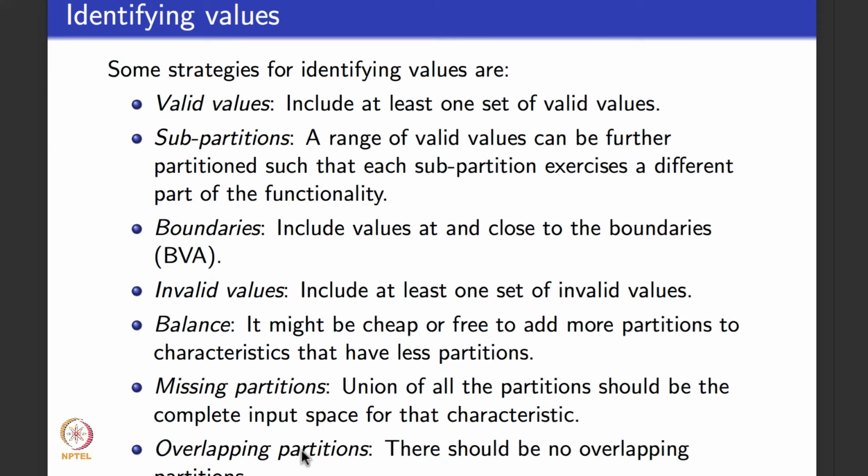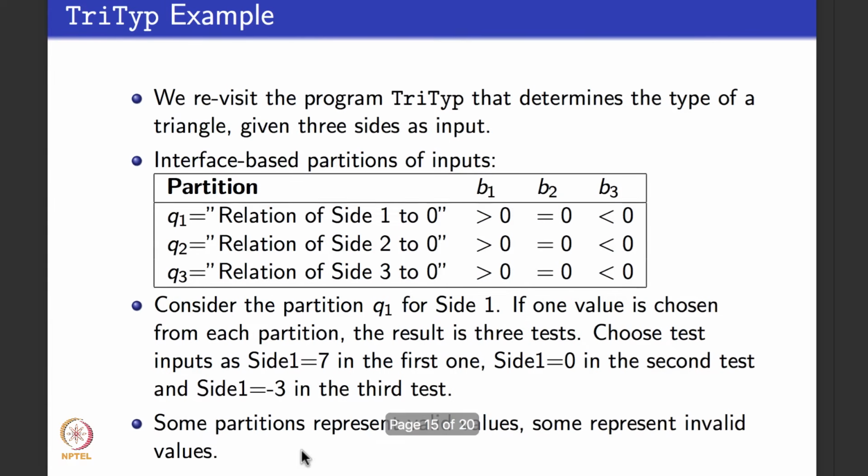And as I told you, there should not be any overlapping partitions. The partitions should be disjoint. So what we'll do for the rest of today's lecture is we'll take one example and go through the various ways in which we can partition the input domain for that example.